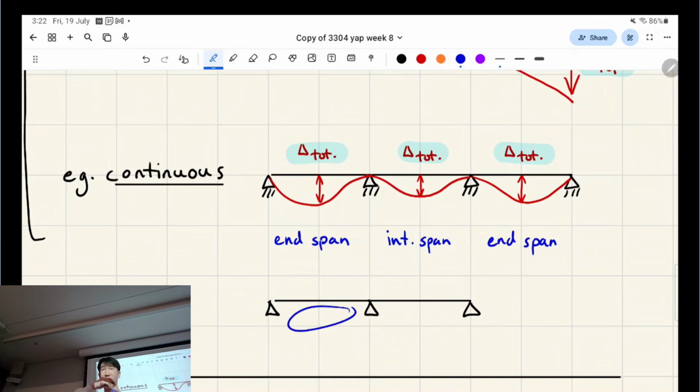What's this type of span called? End span. What about that one? End span. Very good. So it's actually simpler than you think it is. There's only an interior span when you have 3 or more spans.